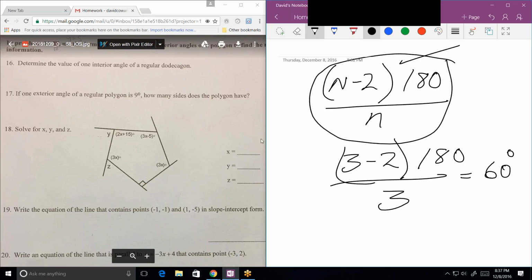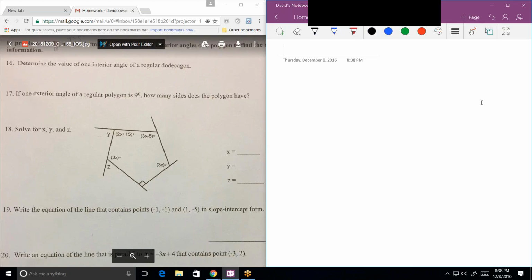Obviously, this is only true if it's a regular polygon. The top part, the numerator, is true for the sum of the angles, regular or not. It does not have to be a regular anything for the numerator to be true. Any kind of dodecagon will have the sum of its angles be 10 times 180, or 1800. But if you want one angle, it has to be a regular dodecagon, and then this is the formula that you want to use.